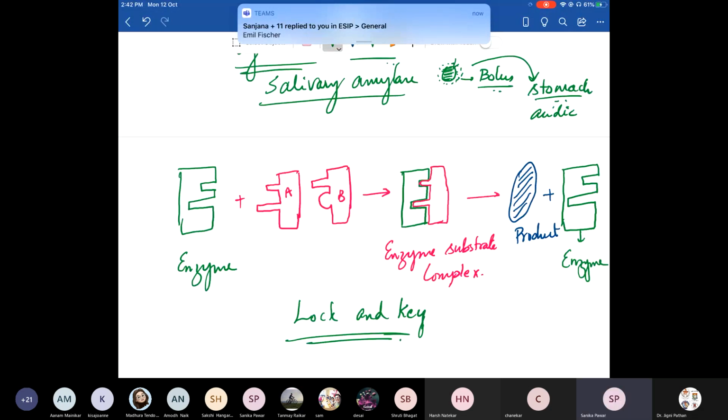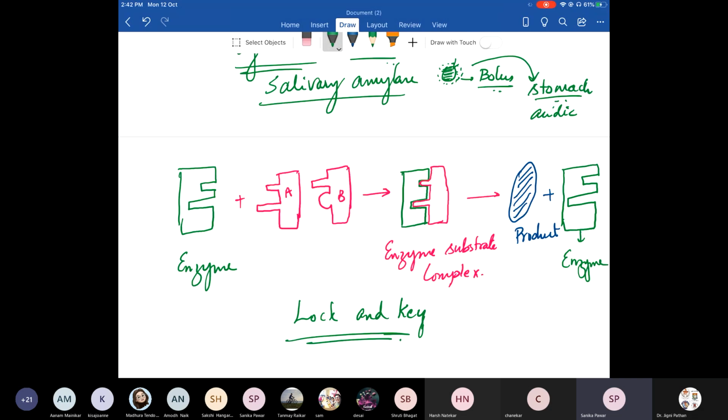Ma'am, now the enzyme combines with the substrate. It converts the substrate into product, and again free enzyme is formed, which means it is separated from the product. You get your enzyme back, and this enzyme you can reuse for the next reaction.